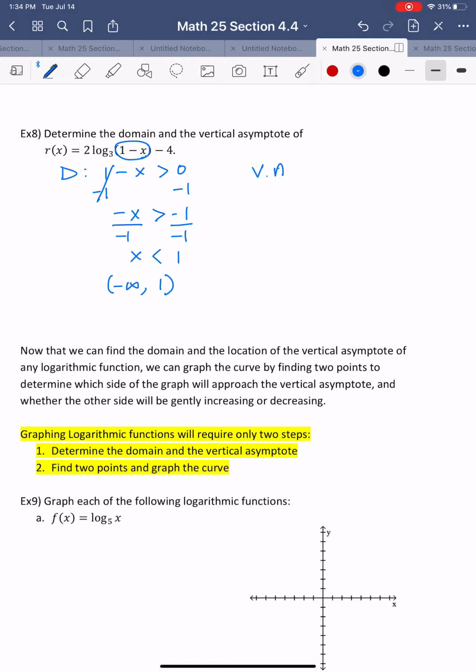For the vertical asymptote, same thing: 1 minus x equal to 0. This time I want to add x to both sides. You can do that too. So 1 equals x, same as x equals 1. So this is the vertical asymptote for that function.